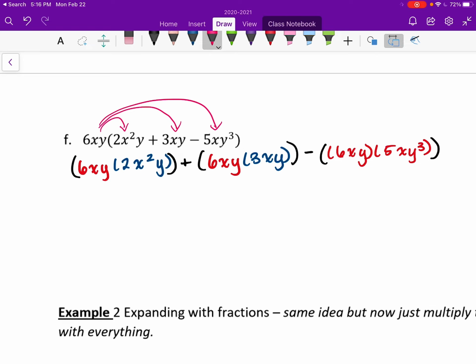So 6xy times 2x squared y, so you're going to do 6 times 2, which is going to give us 12. X times x squared is going to give us x cubed. Y times y is y squared. And it is perfectly acceptable if you do it this way. You do not need to show it all like I did before. Right? You won't have time for that on a test or a quiz. So 6 times 3 is 18. And just make sure you leave these in your little closed brackets. Right? 18.